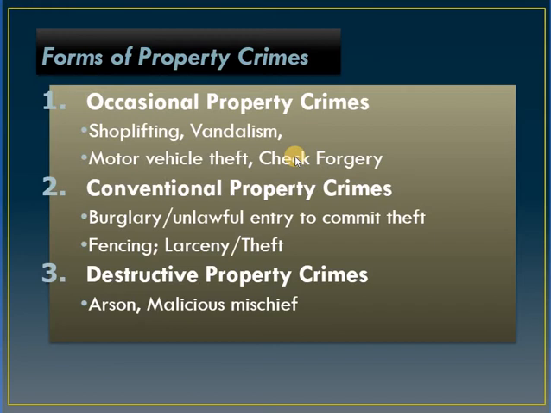So, destructive property crimes, ito yung arson. Do you know what is arson? Opo. Ano? Burning one's property. That is arson. And then, we have also malicious mischief or paninira ng gamit. Ang pinagkaiba ng arson sa malicious mischief?